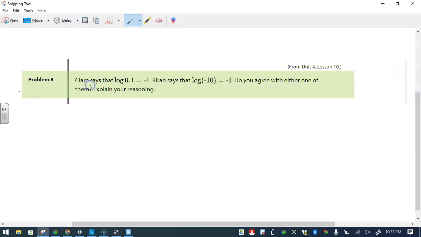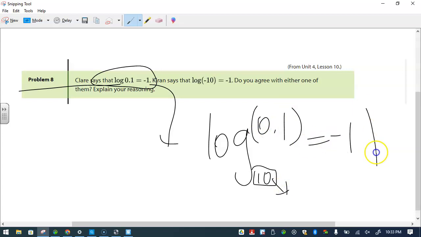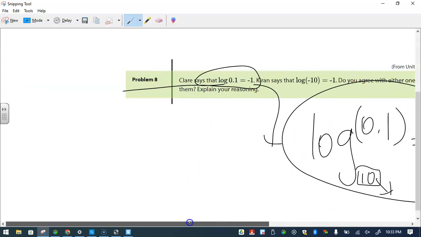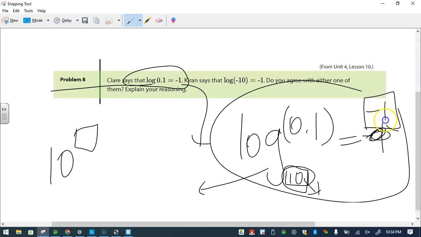So there's a question. Claire is saying, hey, this answer is minus 1. Do you agree? Come on, let's check. If there's no number, it means the base is 10 here. It's asking how many times do you multiply 10 to get minus 1? We don't know, so what do we do? We just put it in the exponential form. The base is 10, so we put 10 raised to what? So we put 10 raised to minus 1.